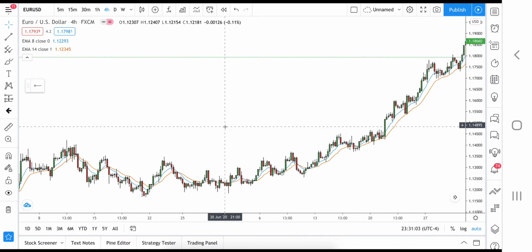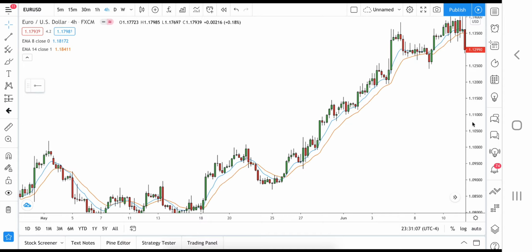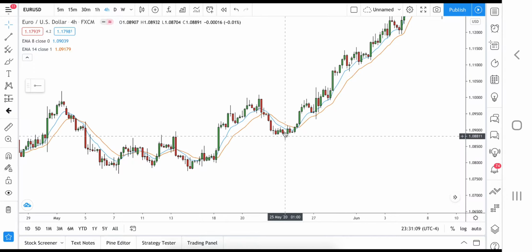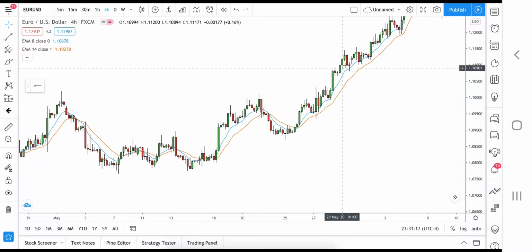So let's just go through and I'll show you guys some examples of how effective this can actually be. Right here, for example, price breaches above the blue EMA, crosses above the orange, and we start entering that bullish territory, moving to the upside.